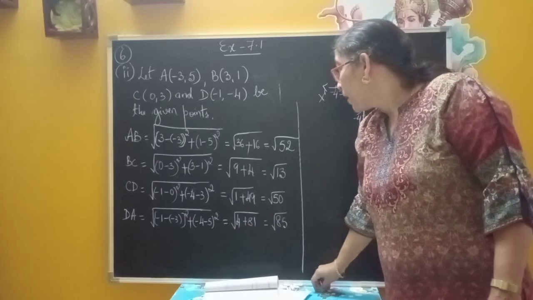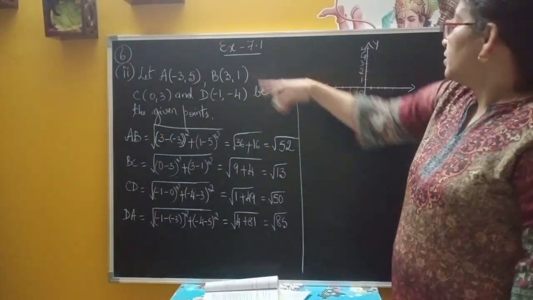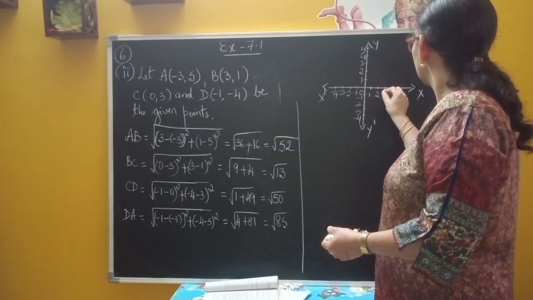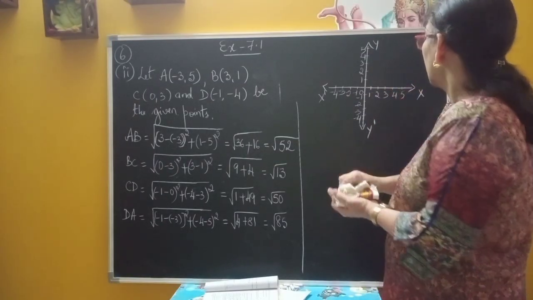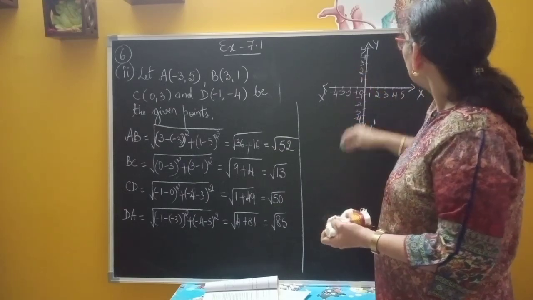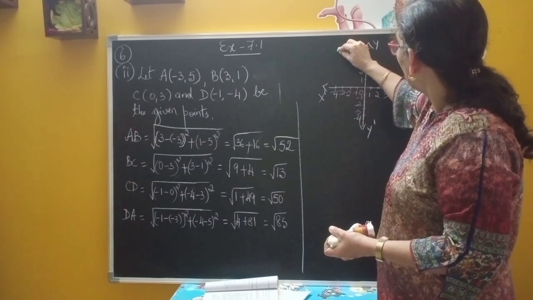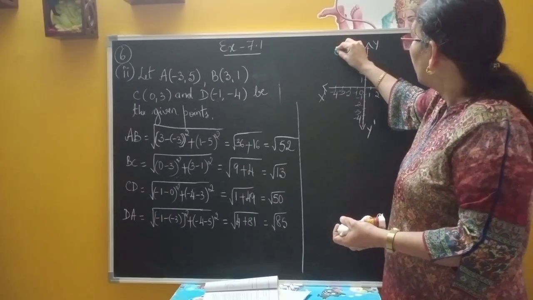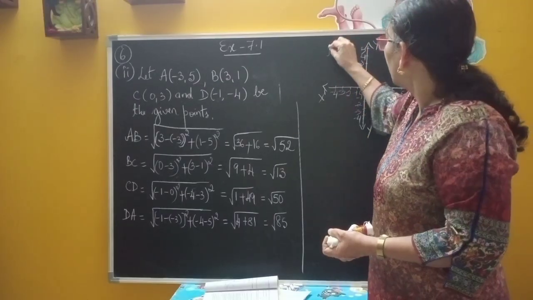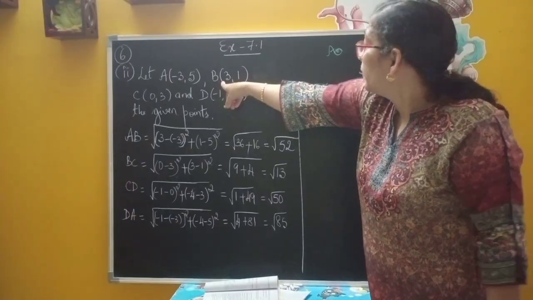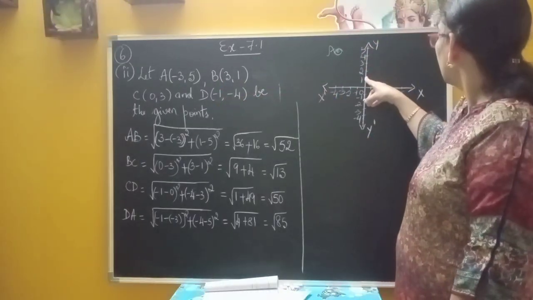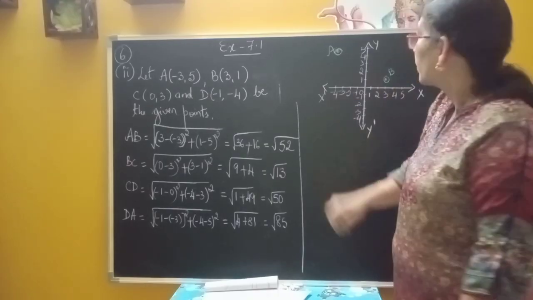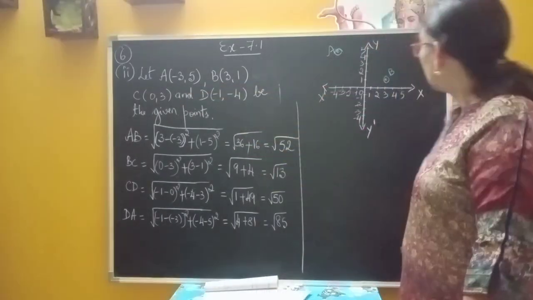Okay, now let me mark those points. A is minus 3, 5. So where do we get minus 3 on the x-axis? Okay, this is minus 3 and plus 5. So where do we get it? Approximately here. Next point is, this is point A and point B is 3, 1. So here 3 and here we have 1. So this point is 3, 1. This is point B.